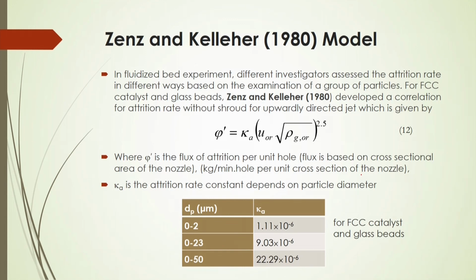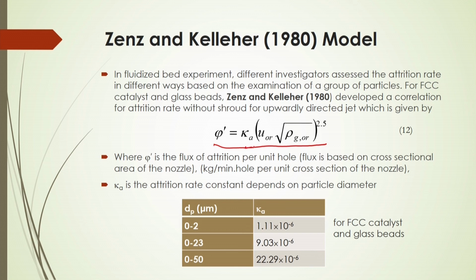For FCC catalyst and glass beads, Zenz and Kelleher developed a correlation for the attrition rate without using any shroud, for an upwardly directed jet coming out from the distributor hole. Based on their experimental data, they proposed this correlation: phi dashed, called the flux of attrition per unit hole through which the gas is coming out, equals K_a into U_or times the square root of rho_g,or to the power 2.5.